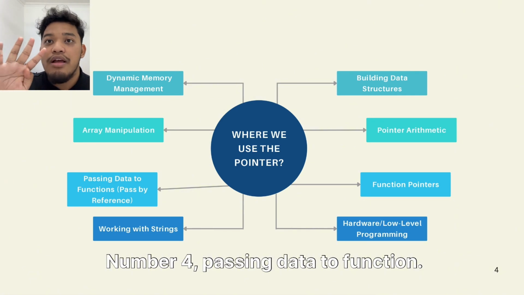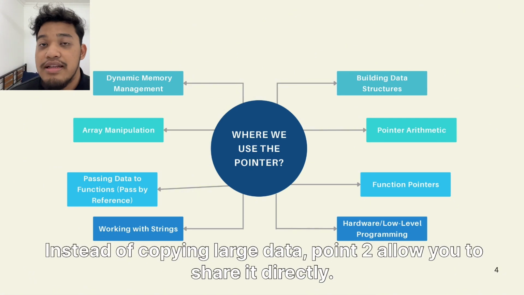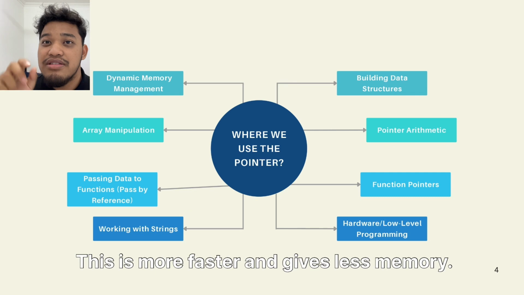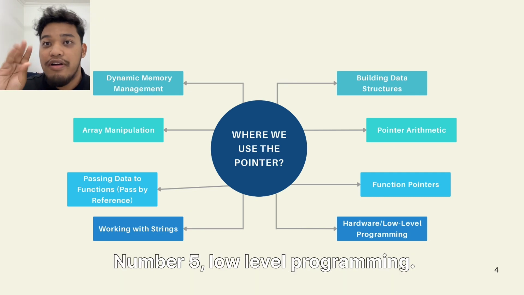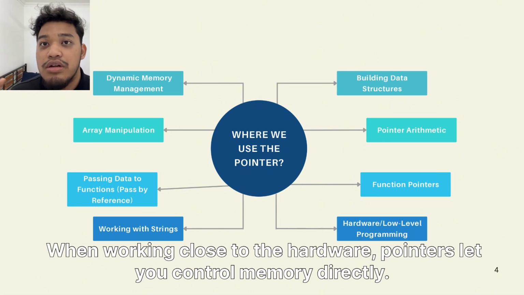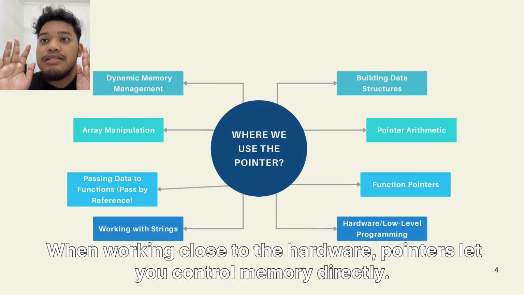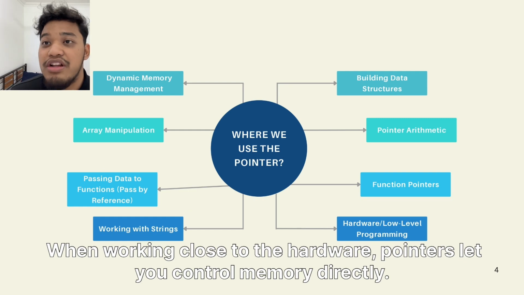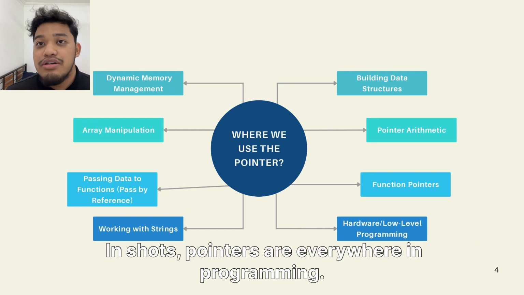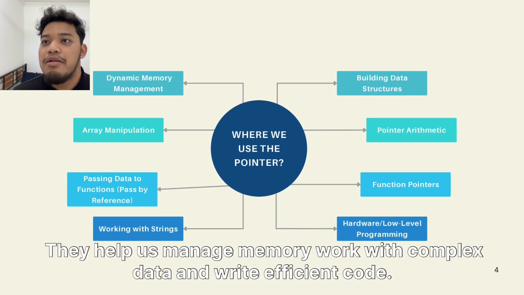Number 4, passing data to functions. Instead of copying large data, pointers allow you to share it directly. This is faster and uses less memory. Number 5, low-level programming. When working close to the hardware, pointers let you control memory directly. In short, pointers are everywhere in programming. They help us manage memory, work with complex data, and write efficient code.